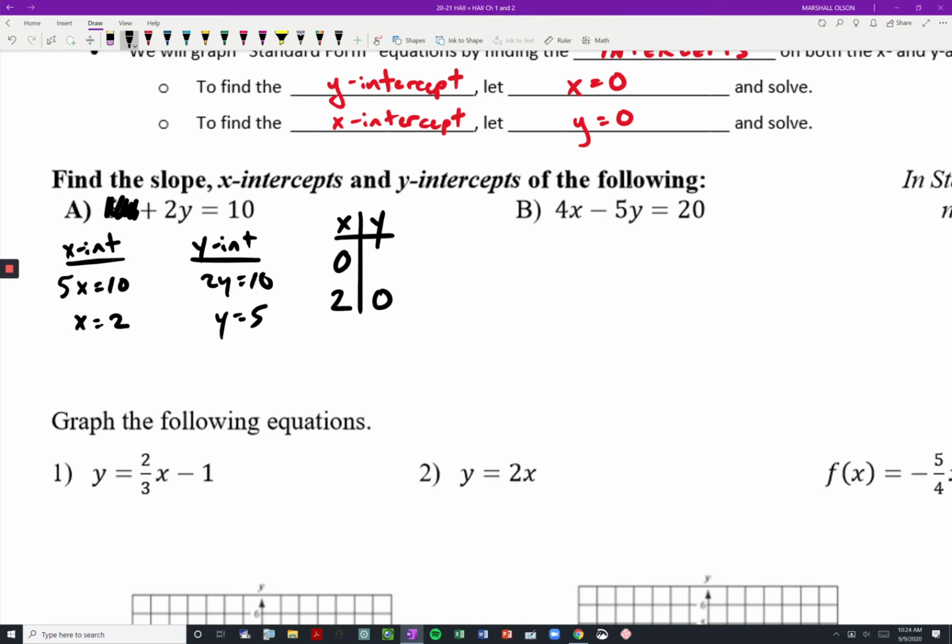So when we put 0 in for x, we got a y value of 5. We have our x and our y-intercept right there. So those are our intercepts, and you could represent them as points as well, like 2, 0, 0, 5.